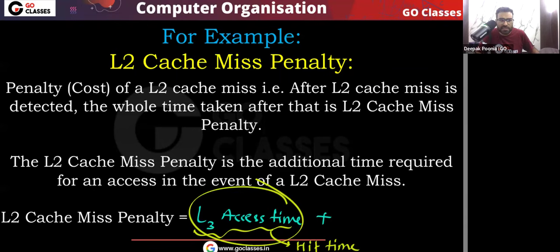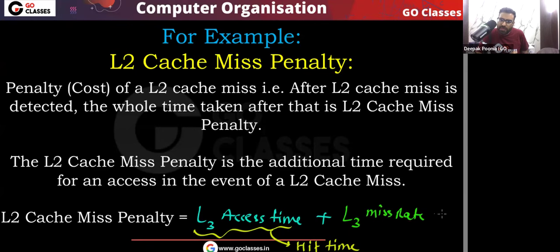So L3 cache access time is equal to L3 cache hit time plus the L3 miss rate multiplied by, when there is an L3 miss, then we have to access the main memory. So when there is an L3 miss, multiplied by main memory access time. Okay, main memory access time. Please tell me, is this point clear to everyone?